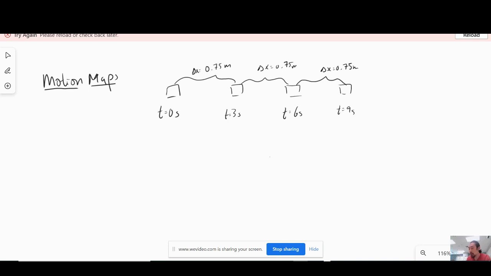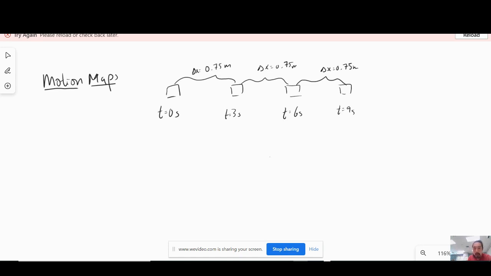Now, where do motion maps belong, or where do we get motion maps? That in front of you was what happened in the lab. Motion maps are a very powerful way for us to really visualize what happened without actually having to go through the lab. It's just a good way to communicate with others what's happening. So let's learn how to draw a motion map.